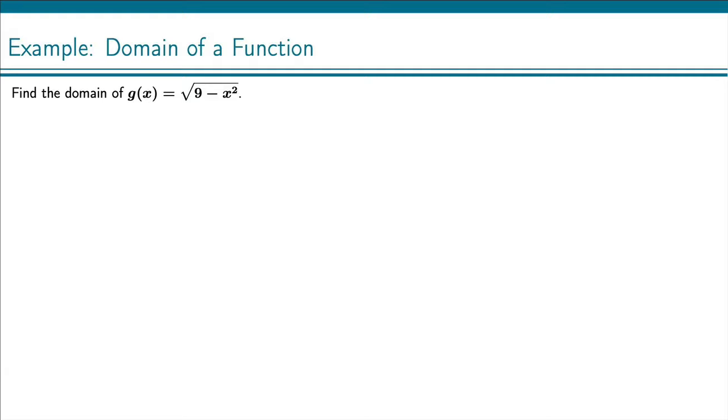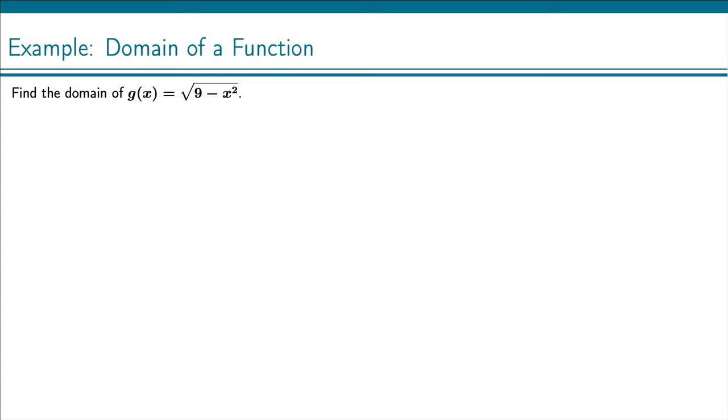1, we cannot divide by 0. 2, if we are doing an even root of something, then that thing has to be greater than or equal to 0. And finally, if you're doing a logarithm of something, then that thing has to be greater than 0. So we are looking for any of those 3 things to happen.